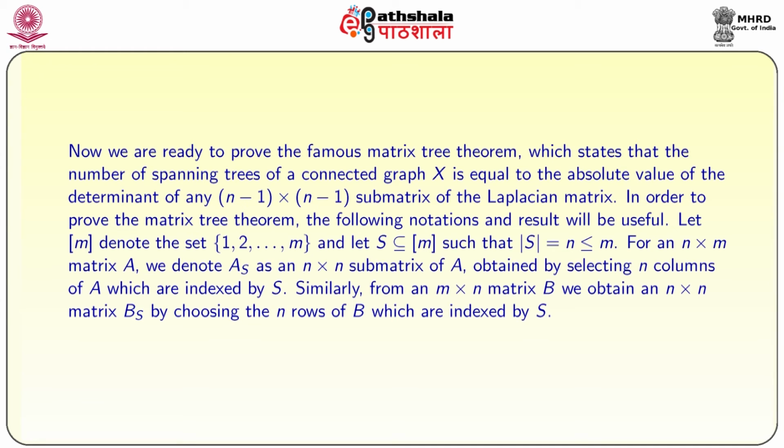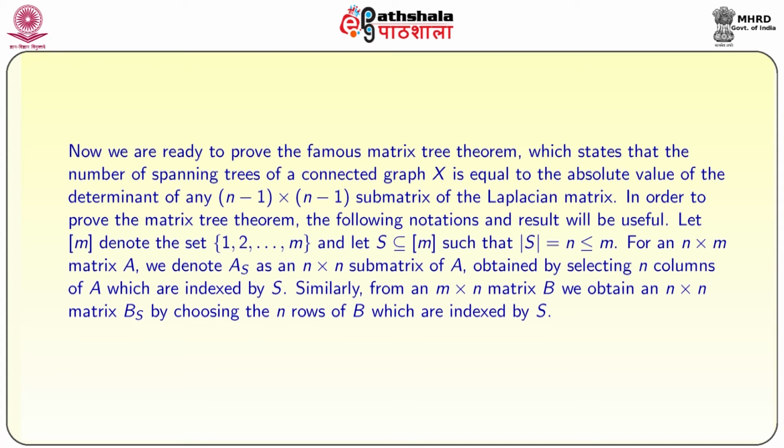Since the Laplacian matrix has equal row sums and column sums, in the previous result we showed that for any matrix which satisfies that condition, the determinant of any n minus 1 cross n minus 1 submatrix is the same. So, all minors of order n minus 1 are the same, and that is what we are going to use. In order to prove the matrix tree theorem, the following notations and result will be useful.